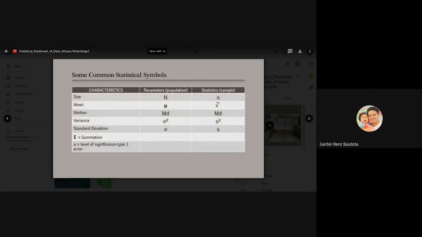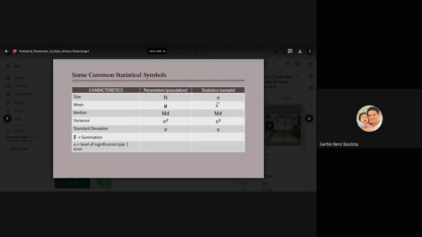In order to come up with answers to research questions, the collected data need to be analyzed with appropriate statistical tools. All these tools use some symbol one way or the other. Some of the common statistical symbols are the following: a capital N to represent the population size, whereas a small n represents the sample size.